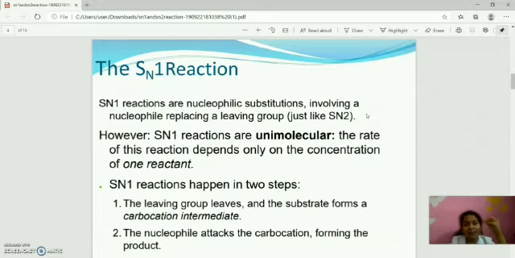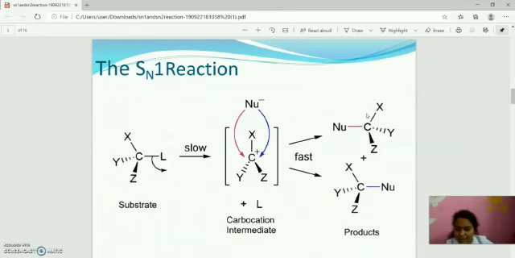The first step is the leaving group leaves. That is, our halogen leaves. Then the substrate forms a carbocation. That is the first step, and there is an intermediate, the carbocation. And in the second step, the nucleophile attacks the carbocation and forms the new product. Here you can see that in the first step our leaving group, the halogen, leaves, and a carbocation is formed.